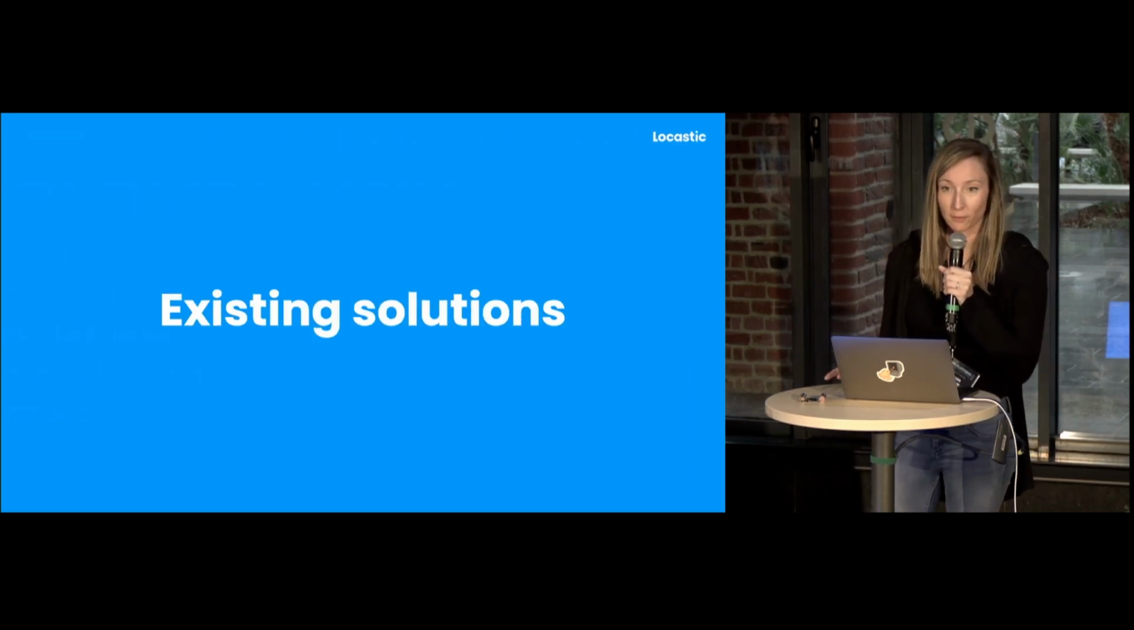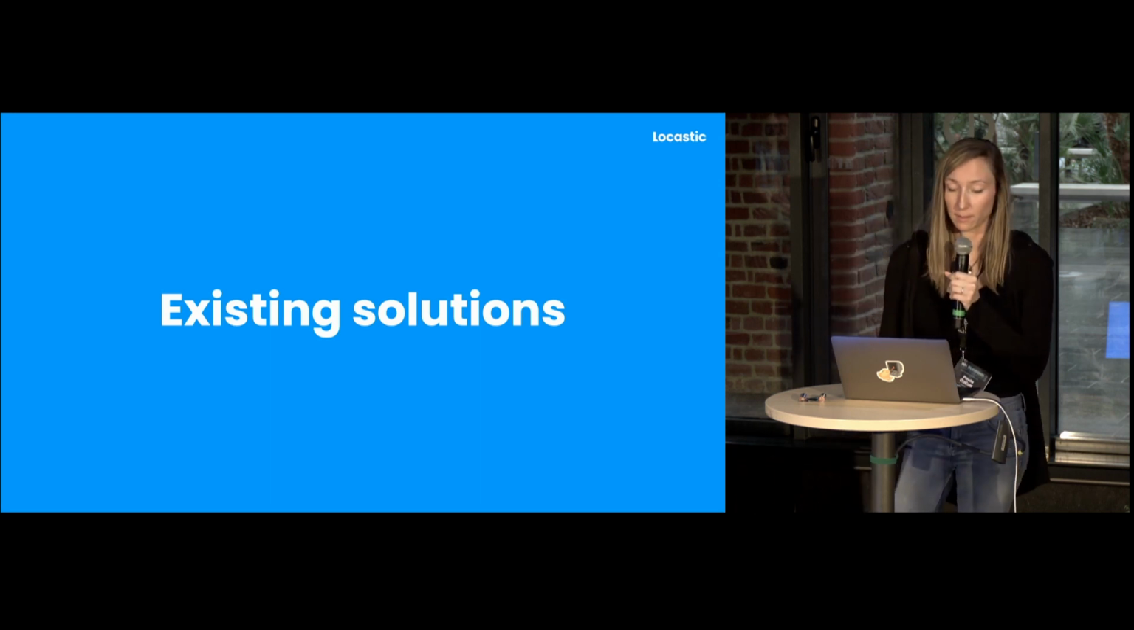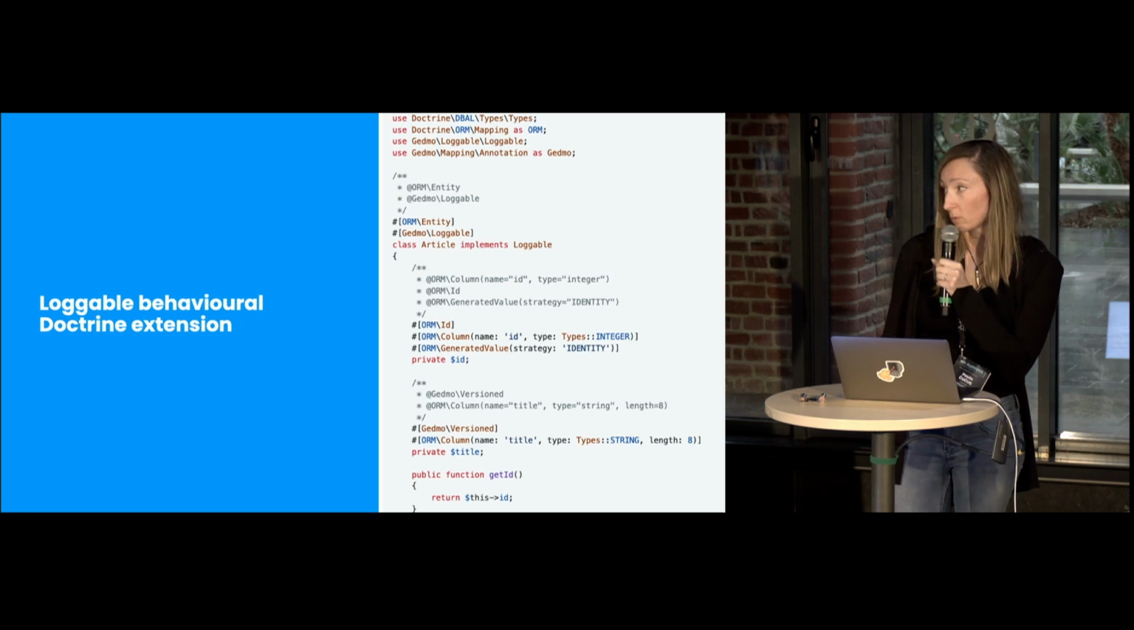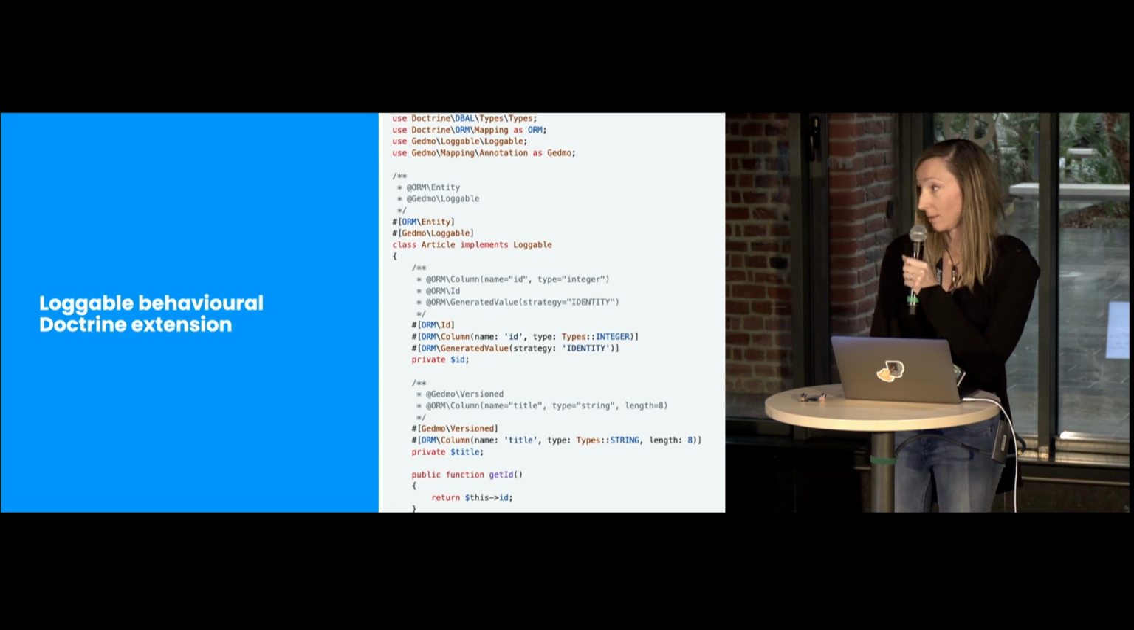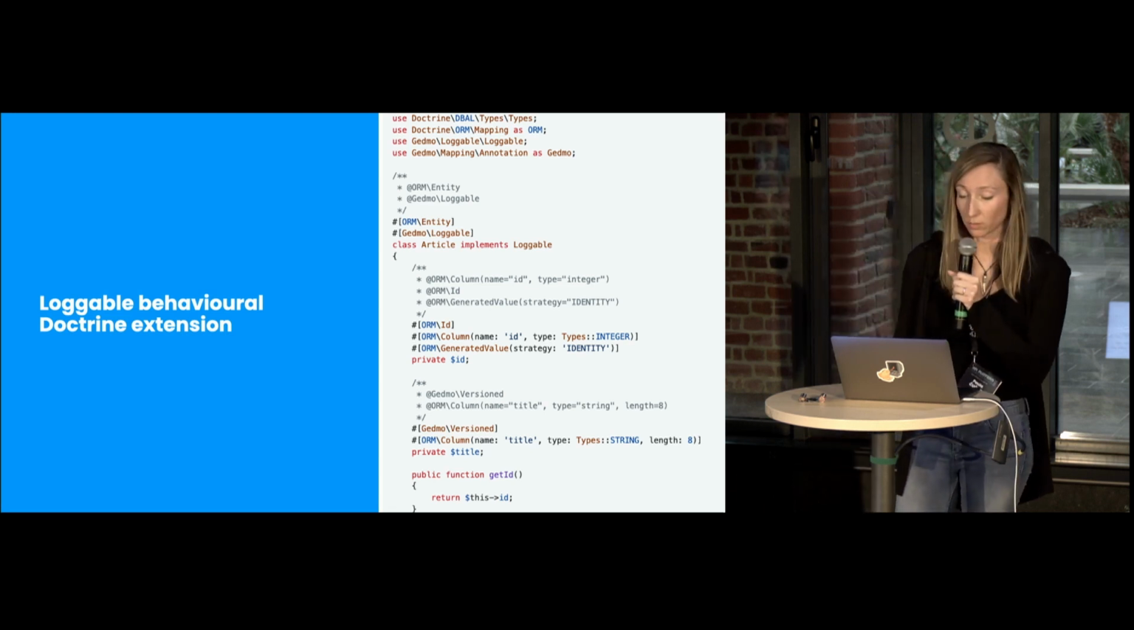So now that we have all our requirements in place, we can see some existing solutions and check if they fit all of our needs. The first one that comes to mind is a Doctrine extension and its loggable behavior. So here we have an example of how to implement it.